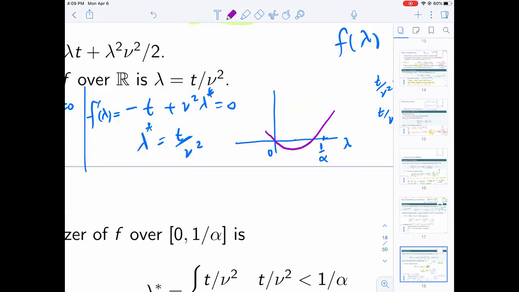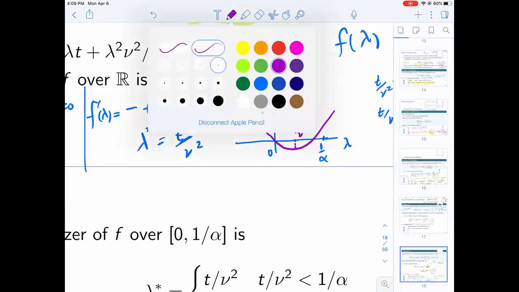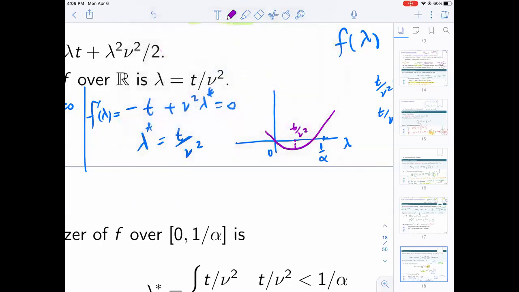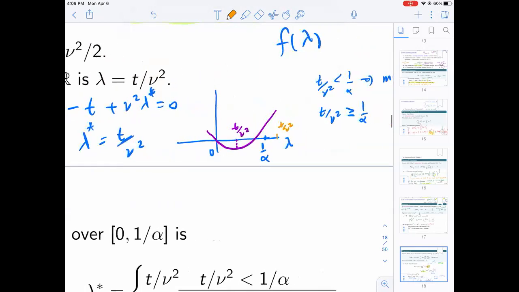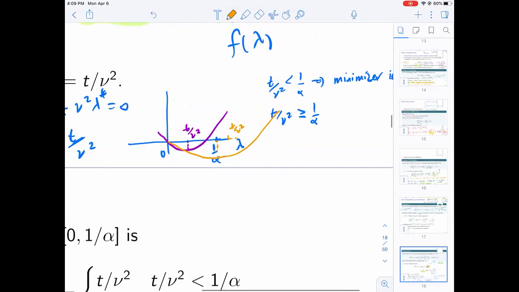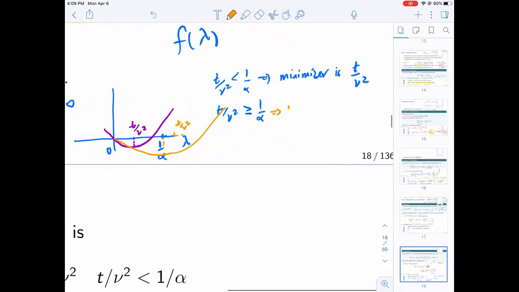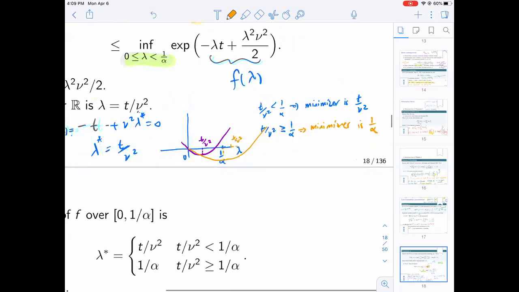That's the case where you're in this middle region. The other case is where t over nu squared is somewhere outside this, bigger than 1 over alpha. What you end up doing is you go from here to here, and then you come back up. So the minimum occurs at the boundary. In this case, the minimizer is 1 over alpha.